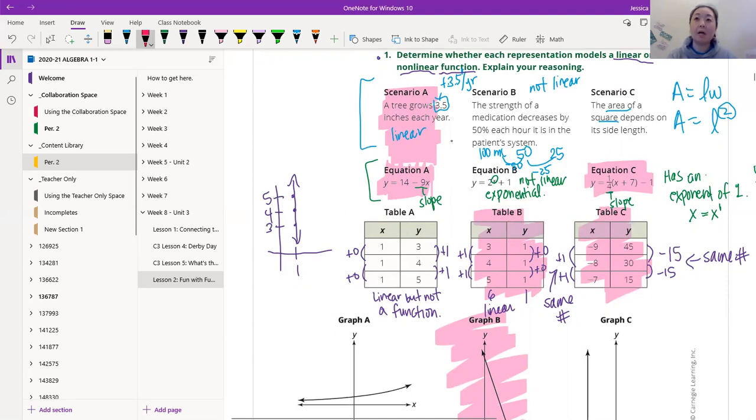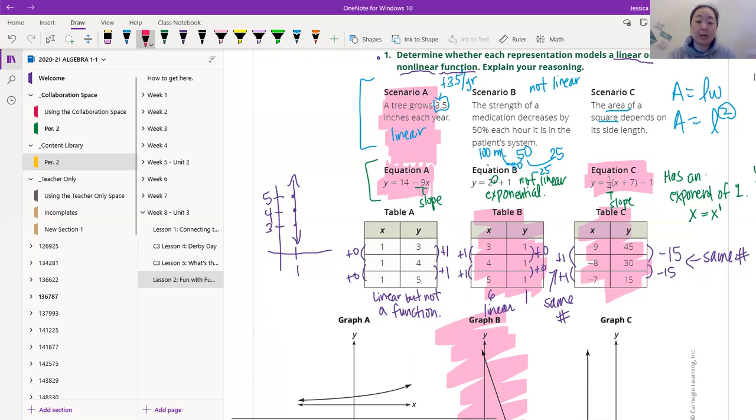There we go. And then if you look at this one right here, the strength of medication decreases by 50% each hour it is in the patient's system. 50% seems a little abstract to me, so I use regular numbers. I said, well, what if we start out with whatever the dose is, let's say 100 milligrams? I say 100 because it's pretty easy to calculate from 100.